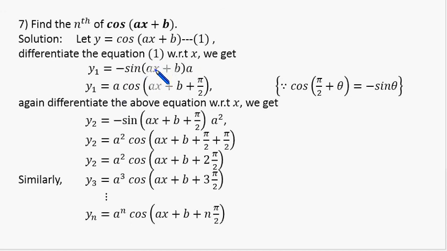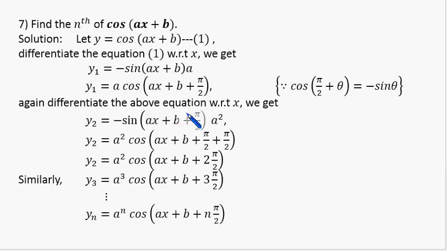So therefore, once again we know that cos of pi by 2 plus theta is minus sine theta. So here the sine can be written in terms of cos, that is a into cos of ax plus b plus pi by 2. Once again, we have to differentiate the above equation with respect to x, that is y2 is equal to minus sine of ax plus b plus pi by 2.